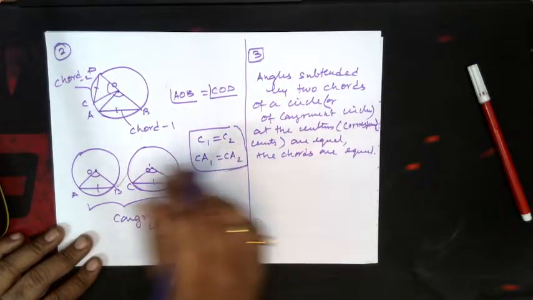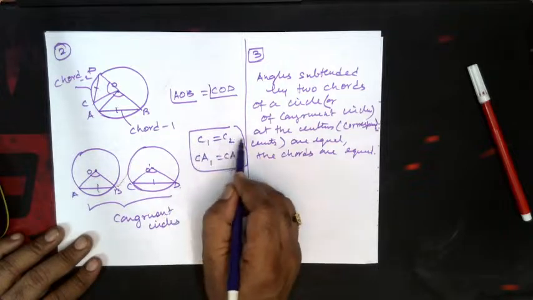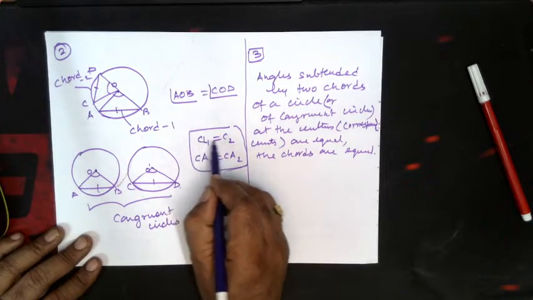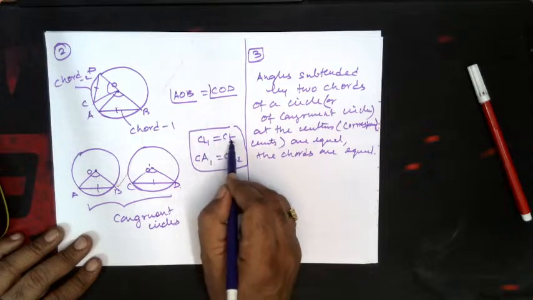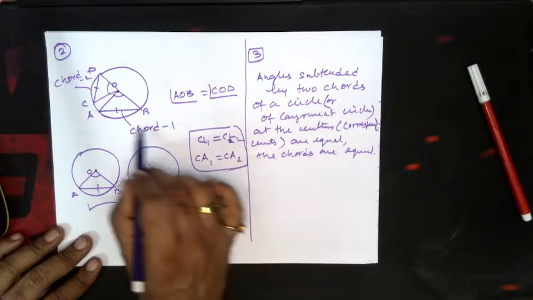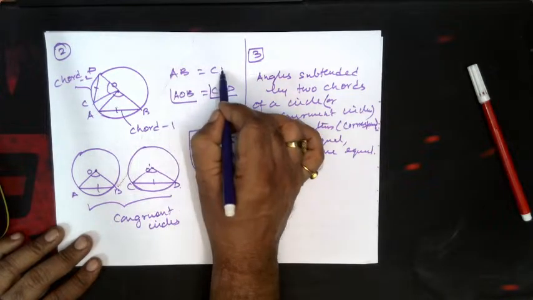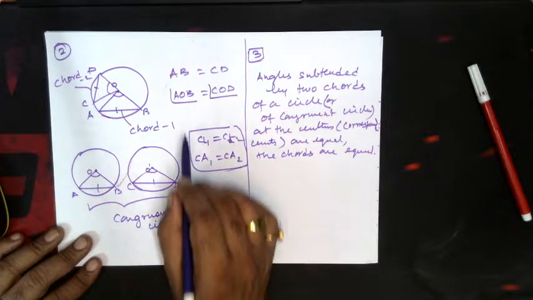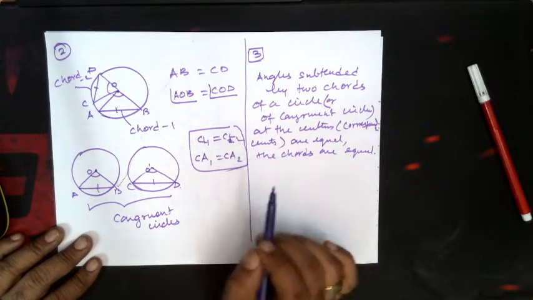Let me repeat the previous theorem. In this case, this is the input, that is the chord length, you can put CL. Chord length 1 is equal to chord length 2, that is AB is equal to CD. This is the chord length. Then chord angles, so in this case AOB is equal to COD.